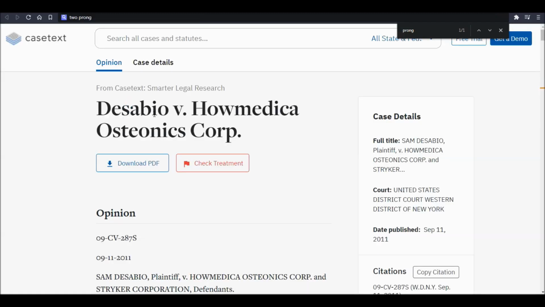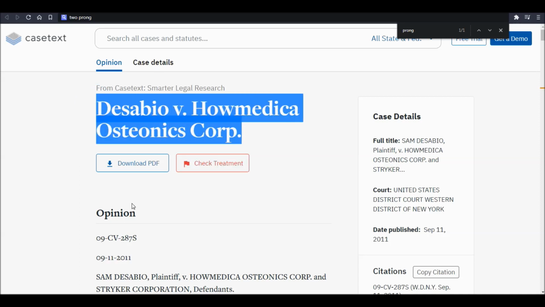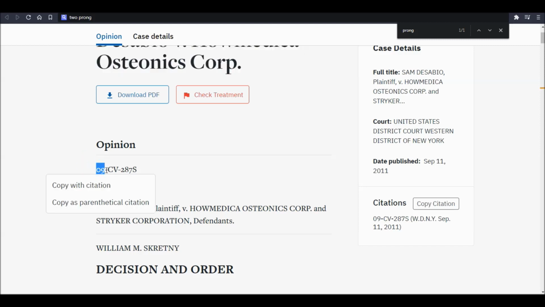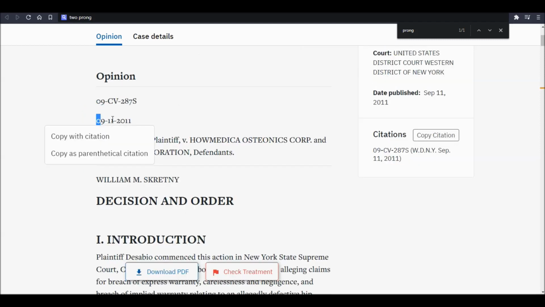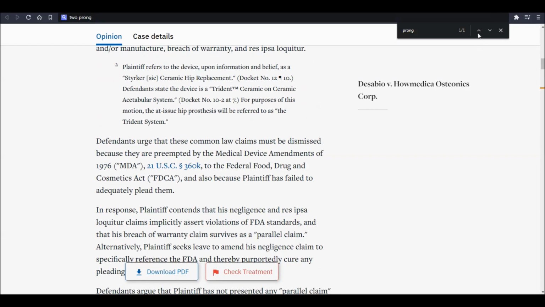The first res judicata we're going to go over is the DeSabio versus Home Medica Ostenics Court. Case number 09-CV-287S. September 11, 2011 is the day decision was made. We're going to cut straight to the chase and to the core of everything.